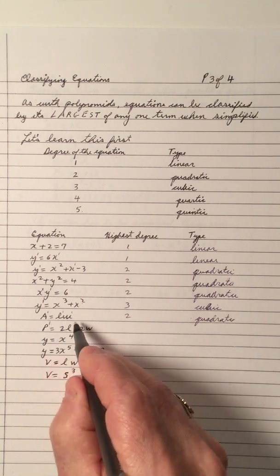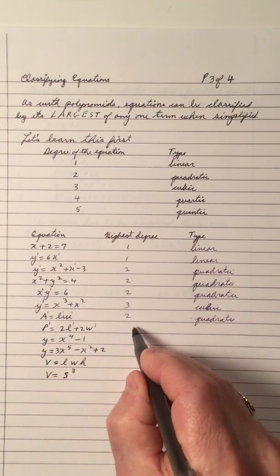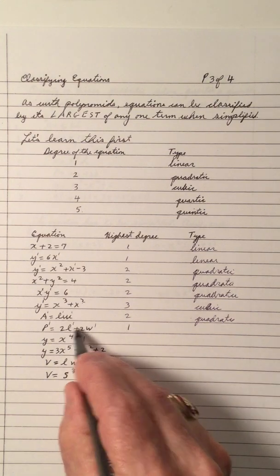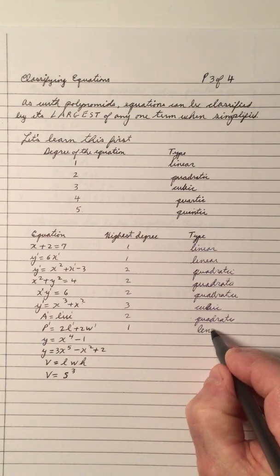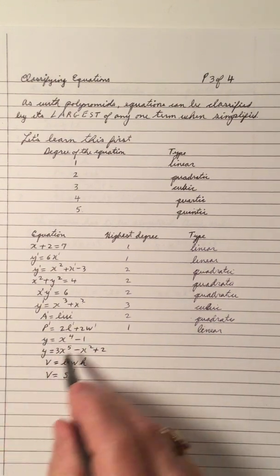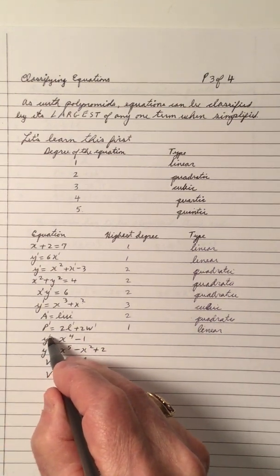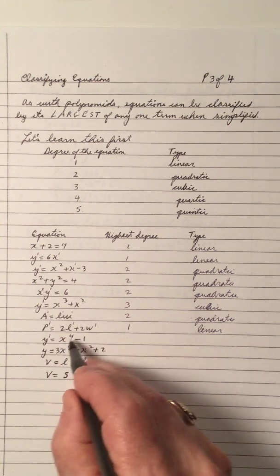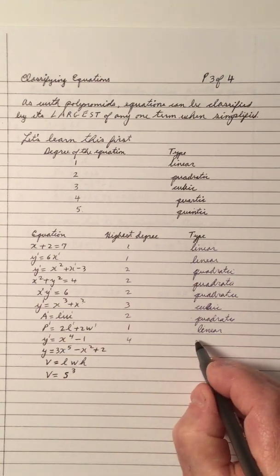We have a p to the 1, l to the 1, w to the 1, and that's the degree. Highest degree is 1, so that's a linear. But again, it's a linear with three variables. And right here, we got a y is 1, x is 4, so the highest degree is 4, so that's a quartic.